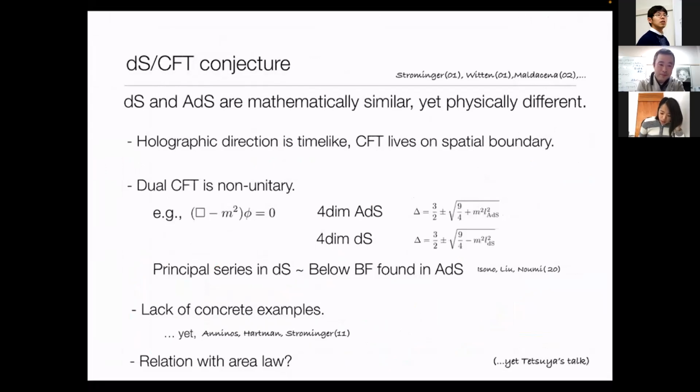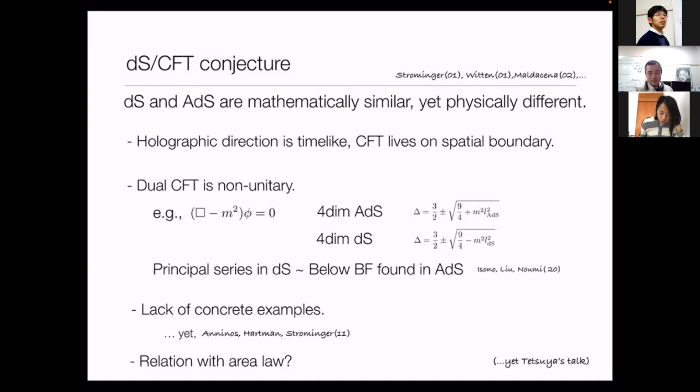Based on this mathematical similarity, the dS/CFT conjecture was proposed by Strominger and Witten in 2001. But physically, the situation in dS and AdS is different. First of all, the holographic direction here becomes time-like. Because of that, the boundary CFT lives on a spatial boundary, unlike AdS, where the boundary is just like that space.